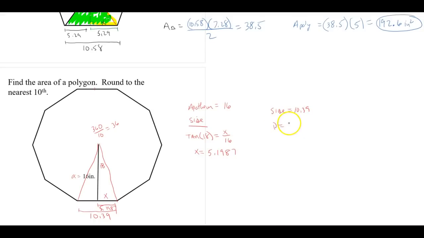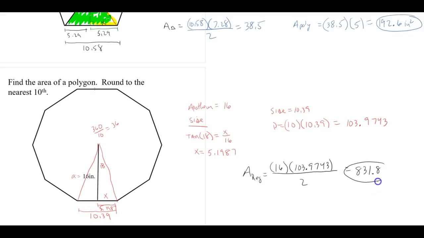So now I know my side length is 10.39. My perimeter is 10 sides times 10.39, which gives me a perimeter of 103.9743. Now, the area of this regular polygon. The apothem, which is 16, times the perimeter of 103.9743, and I divide that by 2. Multiply, divide by 2, I get an area of 831.8, and that would be inches squared.